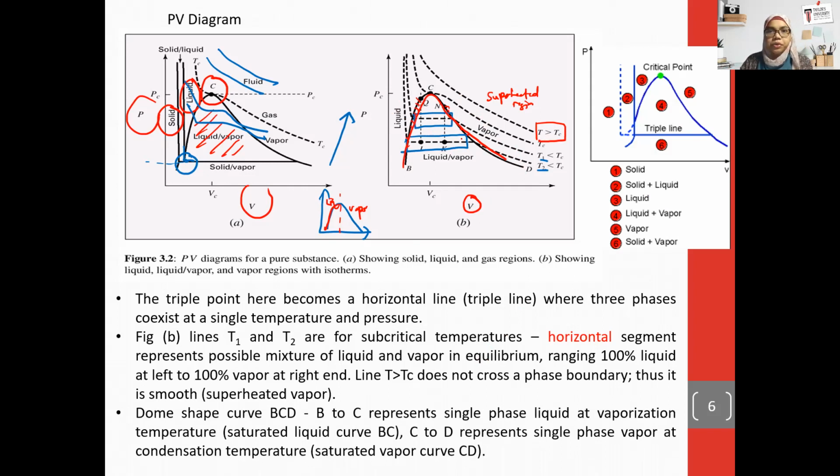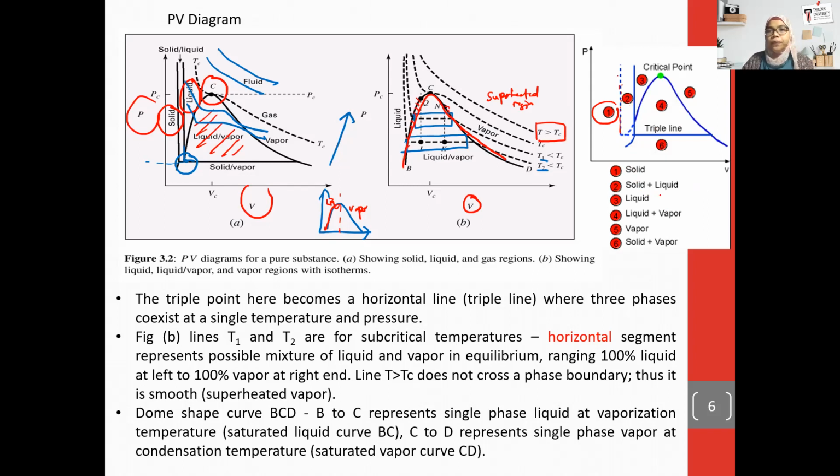Okay, I already mentioned the dome here, so I hope that you can clear that. This is summarized on the phases based on the PV diagram. For the first line, we have the steep line, which is based on the solid region. And then we move here to 2, where we have two phases, solid and liquid.